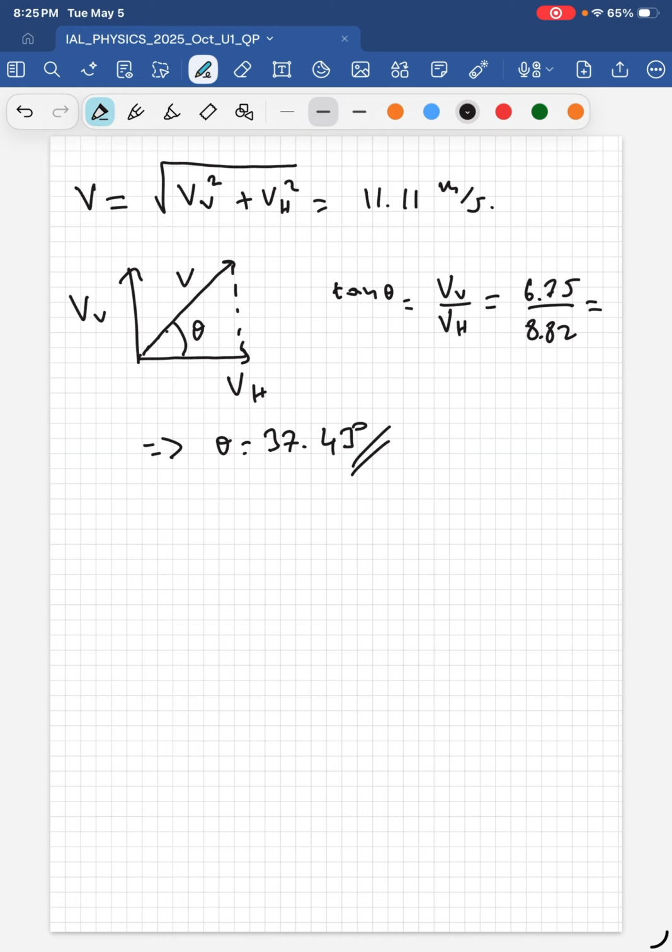Okay, this was problem 19, and we are ready to move on to the next one, which is the last one, I think.